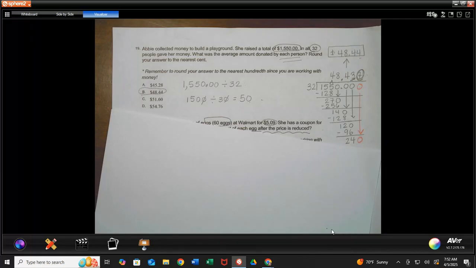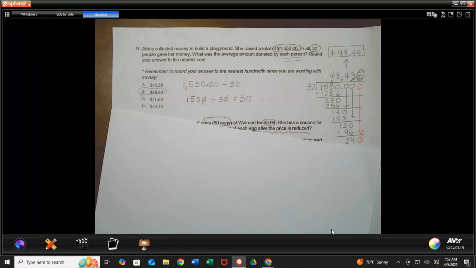And we say the nearest cent. The nearest penny is in the hundredths place. A penny is a cent, and the cents are 1/100th of a dollar. There's a little reminder here. Remember to round your answer to the nearest hundredth since you are working with money. All right, guys.